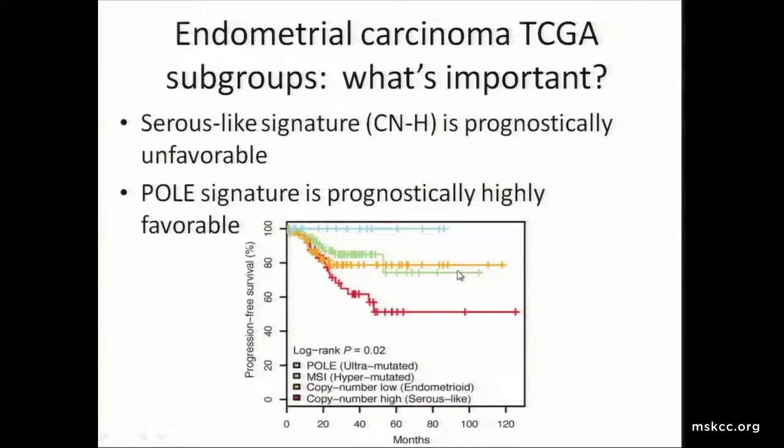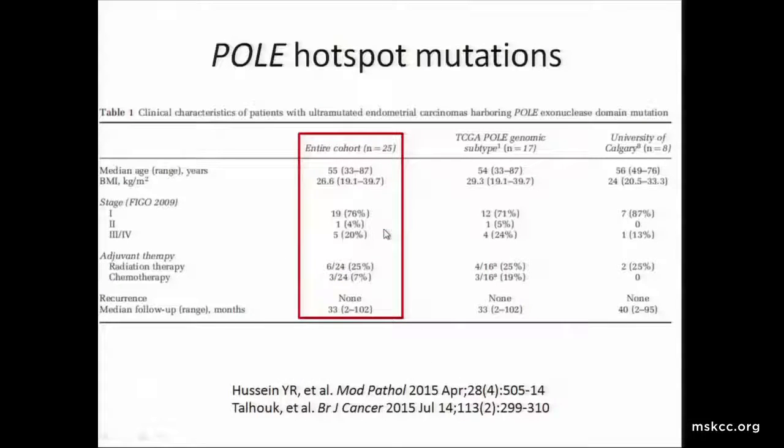And again, a very familiar plot here indicating that even given the limited numbers of POLE cases in the TCGA and the rather limited clinical annotation, these did appear to be highly prognostically favorable tumors. We put together our experience with POLE mutated tumors with that of the Vancouver group, and this was a summary of what we found. These patients tend to be on the young side. They tend not to have highly elevated BMIs.